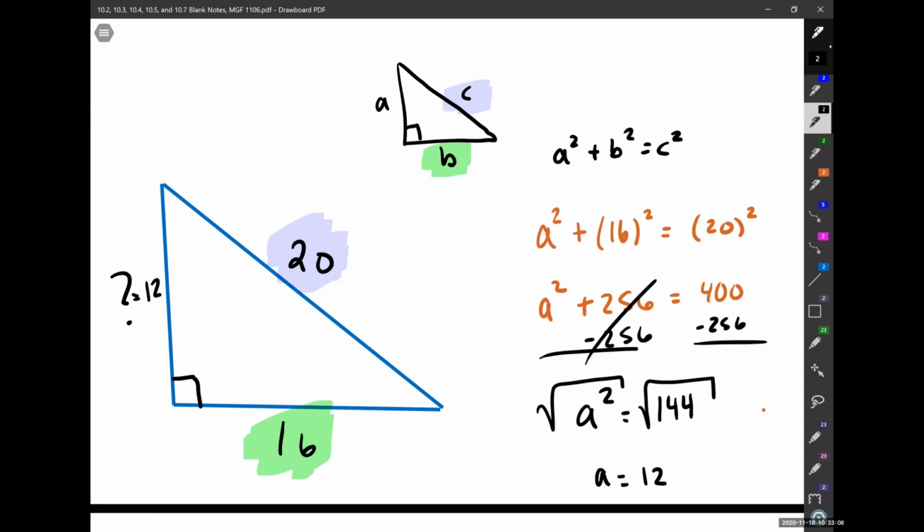Perfect. So 144 is a squared. And then we do have to take the square root to get just to a. So that's the one trick in the Pythagorean theorem. The a squared is not your answer. You do have to take the square root.